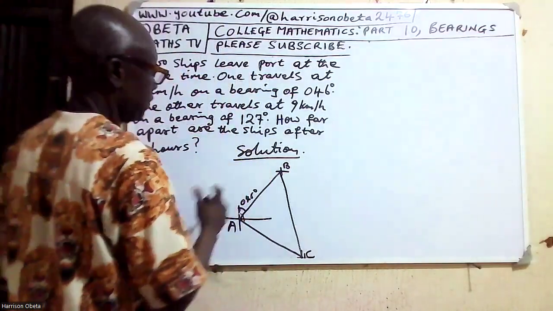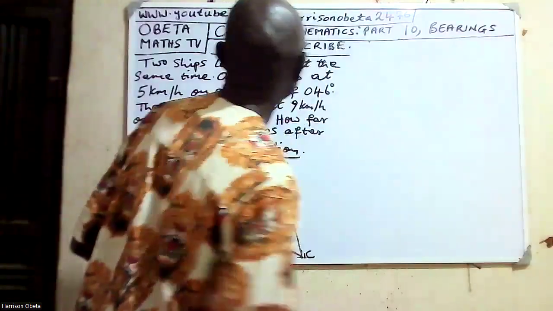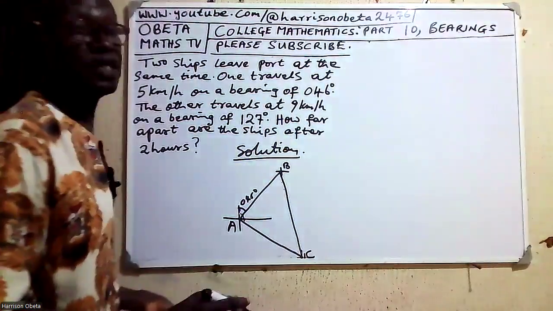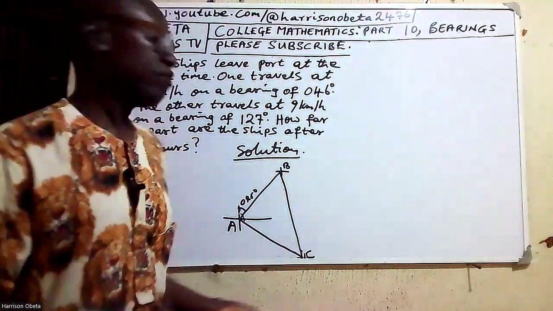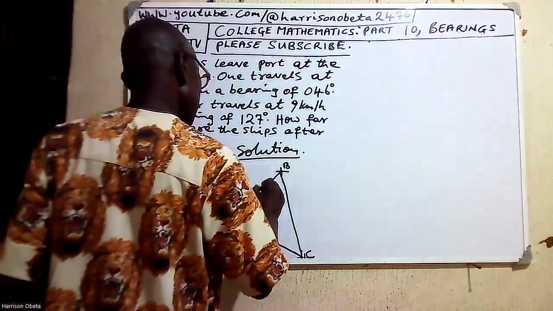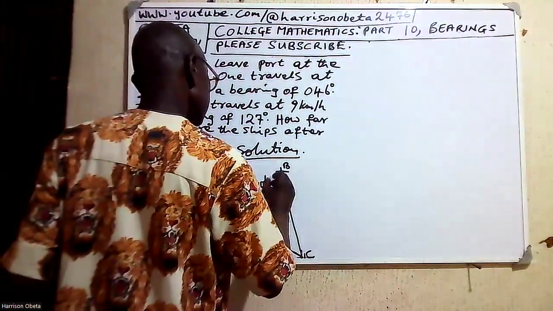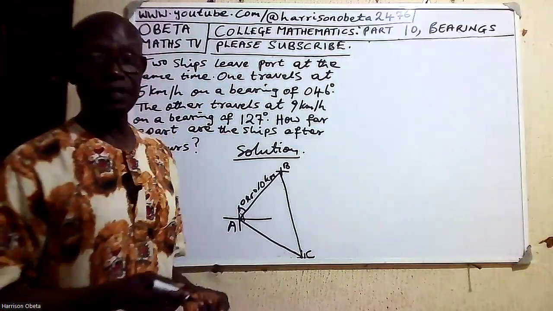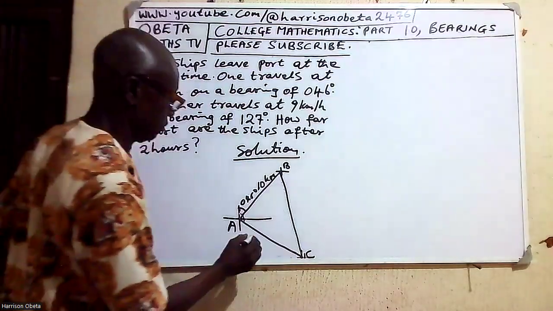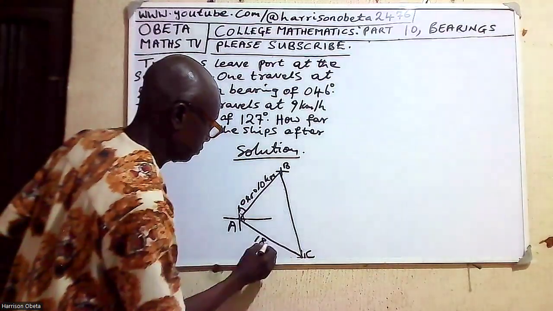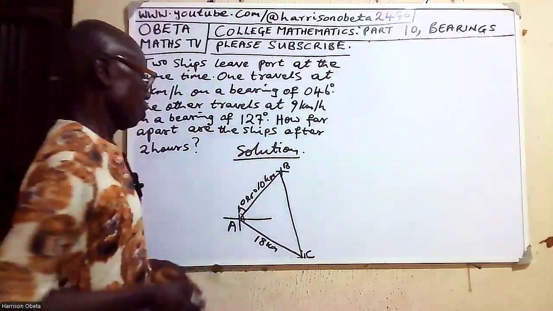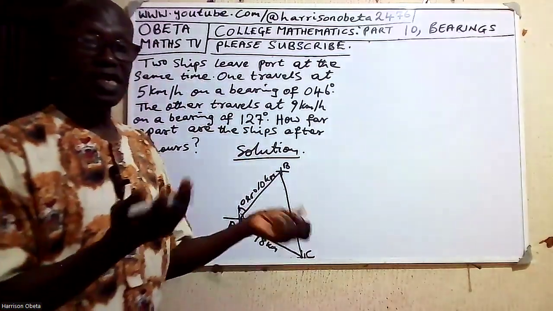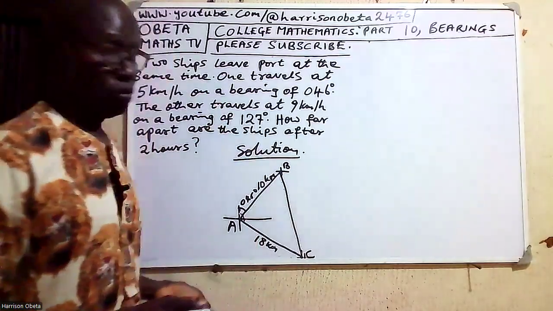Now, the first one was traveling at 5 kilometers per hour. That means in 2 hours, it will cover 10 kilometers. So this should be our 10 kilometers. While the other one was traveling at 9 kilometers per hour, in 2 hours, it will be 18. Okay, so we want to know the distance apart after 2 hours.